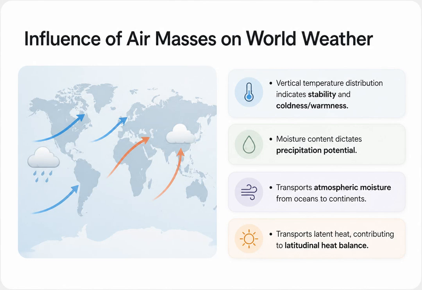The properties that influence the weather they bring are their vertical temperature distribution, which dictates stability, and their moisture content. By moving across the globe, air masses transport atmospheric moisture from the oceans to the continents, and they transport latent heat, which is absolutely crucial for maintaining the Earth's latitudinal heat balance.